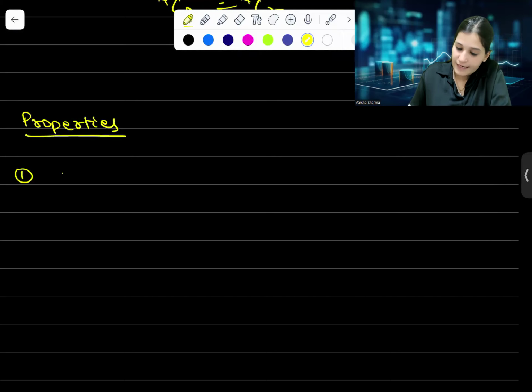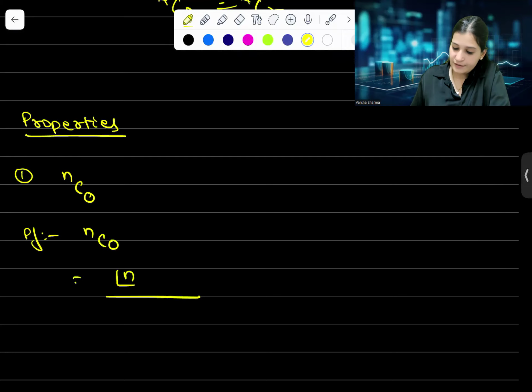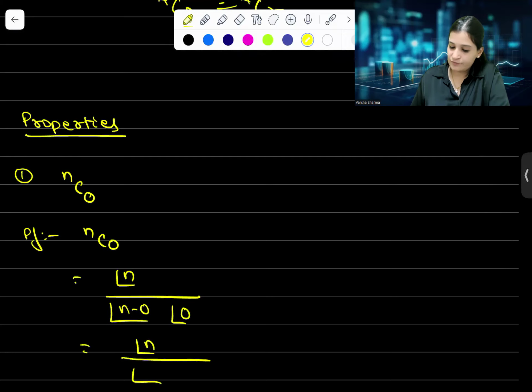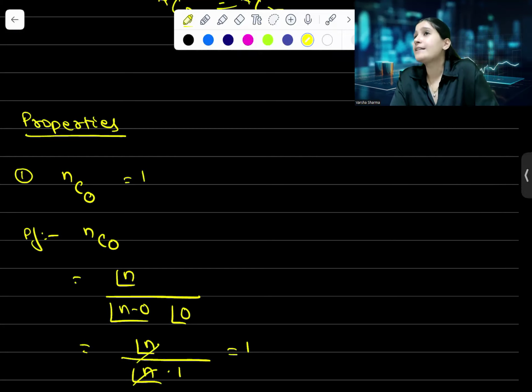First, nC0. Calculate. Factorial n upon n minus 0, factorial 0. Factorial 0 is 1. It gets cancelled. So 1. Common sense. nC0, 10C0. Out of 10, choose nothing. How many ways? 1. Don't take anyone. Selecting 0 people, how many ways will it give me? One way only. Don't take anyone. That's the only possibility you have. Yes or no?